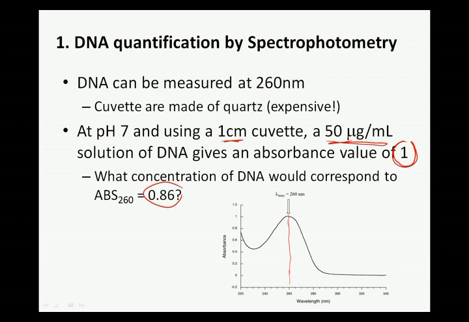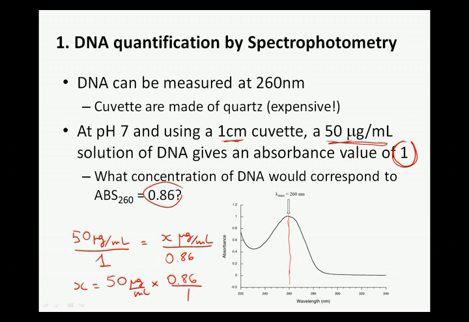So now, if you take another sample, and this gives you an absorbance at 260 of 0.86, it's actually very easy to determine the concentration of the sample by simply doing a ratio, which is nothing else than the reasoning, which is if 50 micrograms per milliliter of DNA gives you an absorbance value of 1, what concentration, obviously micrograms per milliliter, will give you an absorbance of 0.86. So the concentration at this point will be equal to 50 micrograms per milliliter times 0.86, obviously divided by 1.